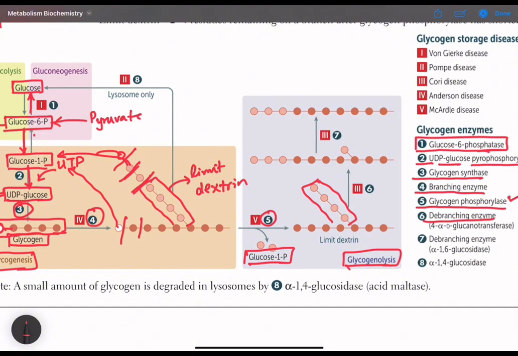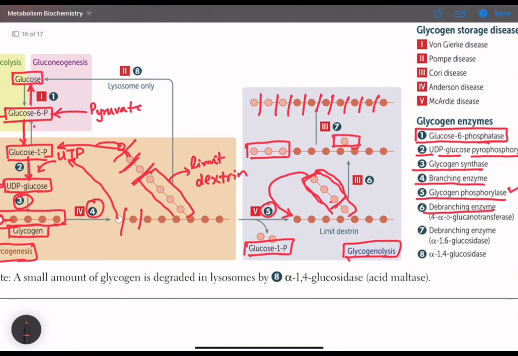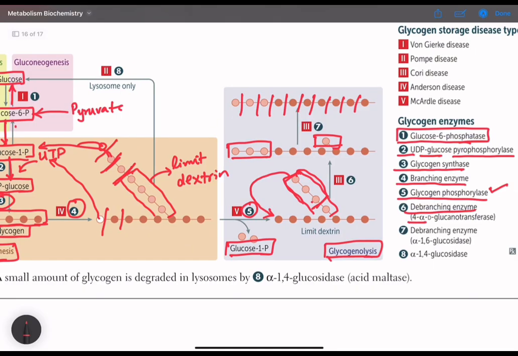So what does it do? It chops off the 3 glucose molecules and adds them to the linear chain. So these 3 molecules from the limit dextrins are added to the linear chain, while the one glucose molecule that is left, the glycogen phosphorylase can again come and chop off, and then again it can chop the remaining linear chain. So this was about debranching enzyme, and this debranching enzyme is also known as alpha D gluconotransferase.